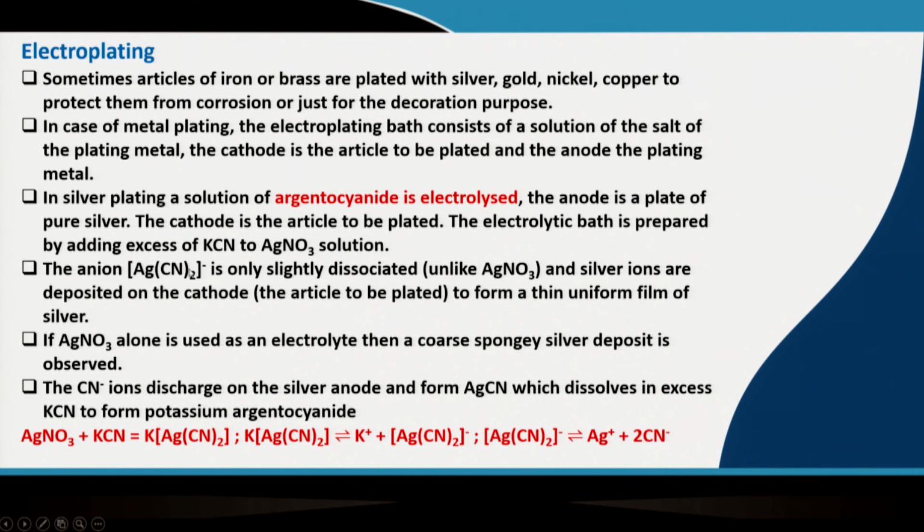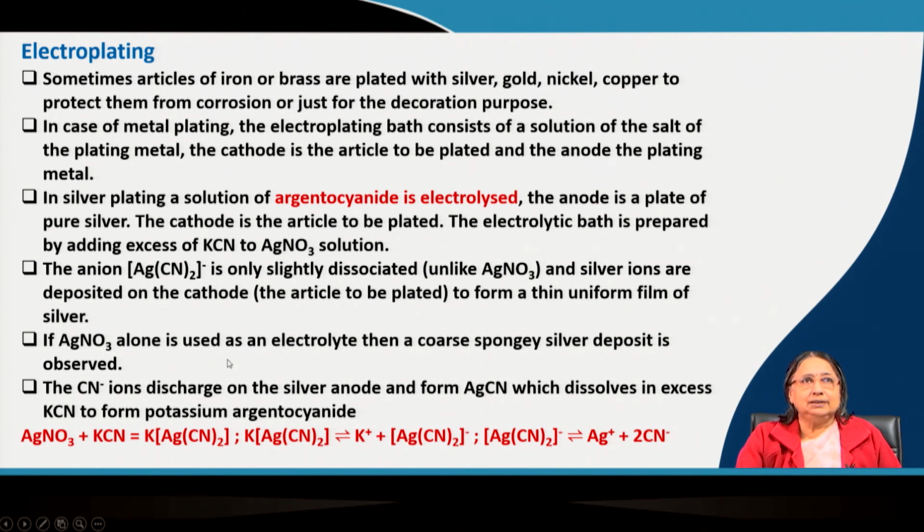The anion Ag(CN)2 minus is a complex, a cyano complex of silver, and it is only slightly dissociated. It is not completely dissociated like silver nitrate. Silver nitrate is a strong electrolyte, it will dissociate 100%, but here it is only slightly dissociated, so it will be deposited on the electrode to form a very thin uniform film. It will go on in a very slow process, and then it will form a uniform thin film of silver.